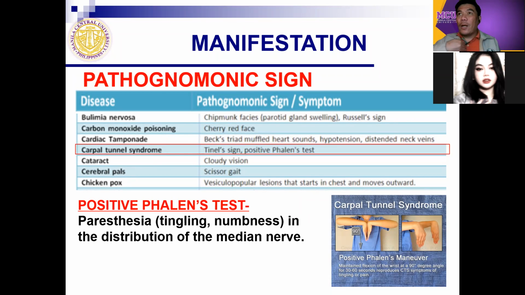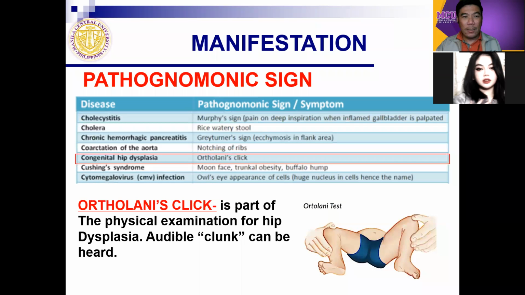So usually it starts with the chest. It starts with the chest at pa-spread pa outward. Tsaka siya kakalat. Okay? Pag kumalat siya outward throughout the extremities, that is chicken pox.